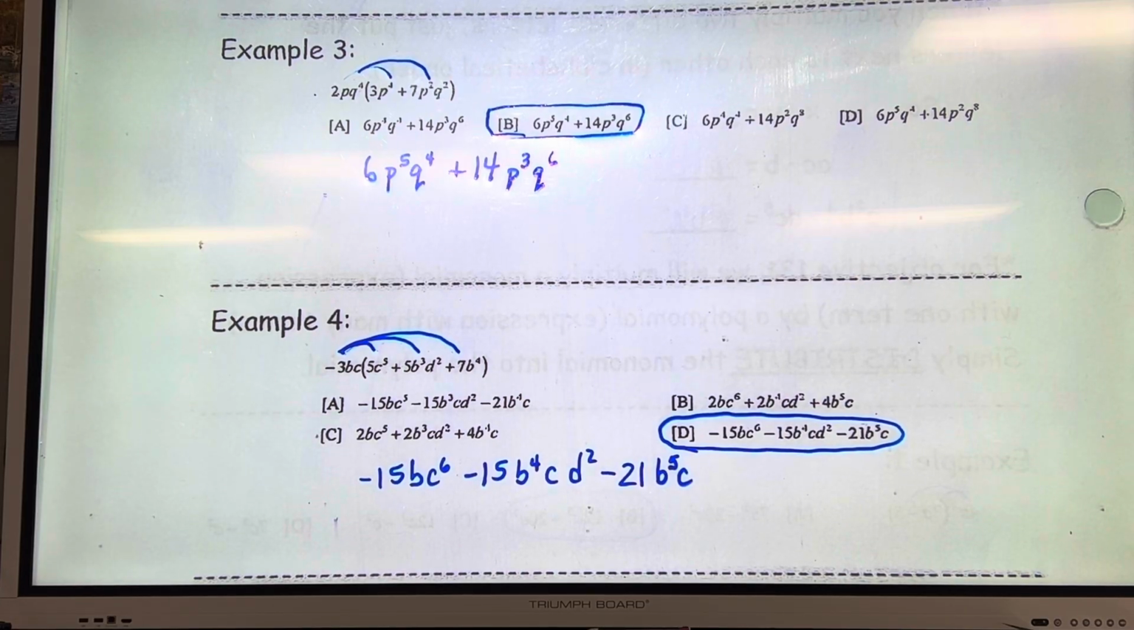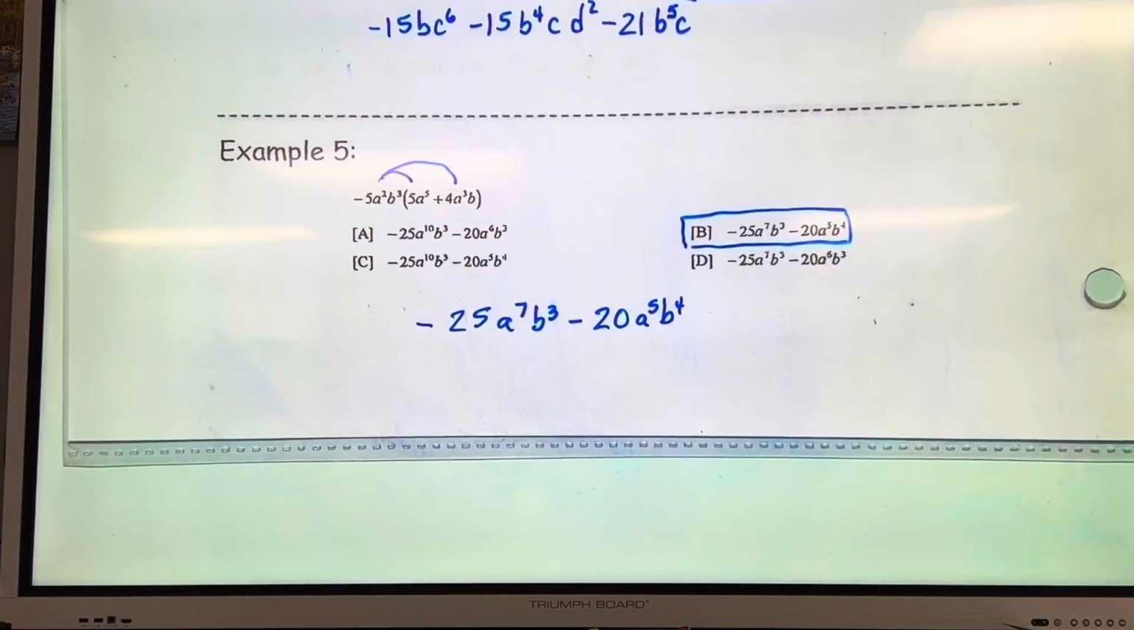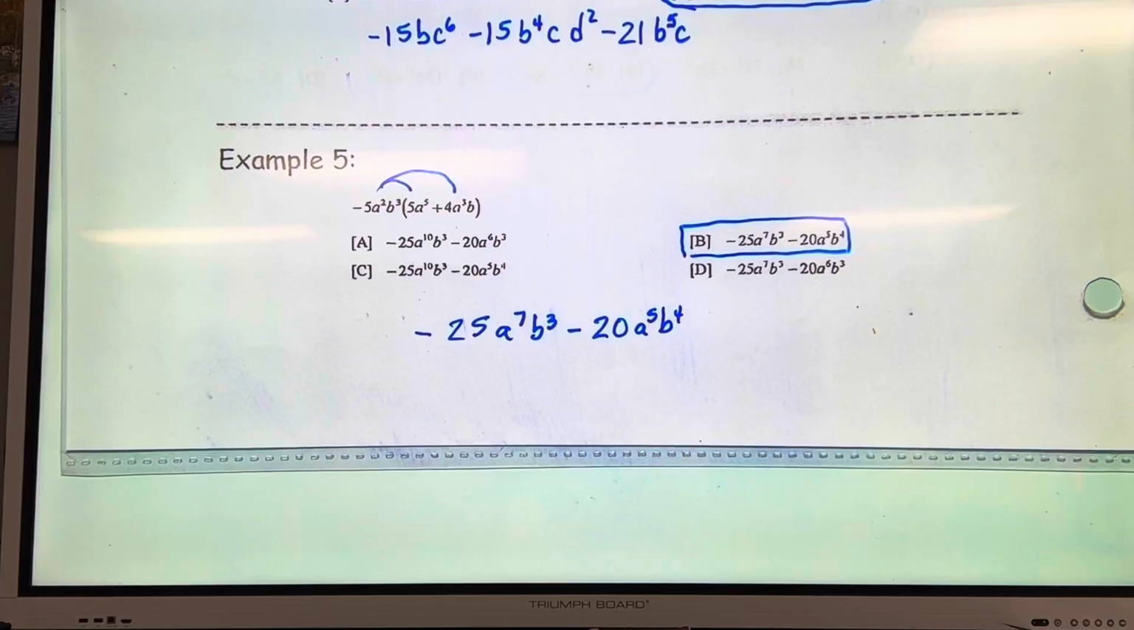All right, let's look at it. Hopefully you got this one correct. Negative 25, a to the 7th b cubed minus 20, a to the 5th b to the 4th. Just got to remember your things. You're adding your exponents. You're putting them in alphabetical order. You're combining any like terms if you can. But if you can't, then just leave it like that. And that's what you've got.